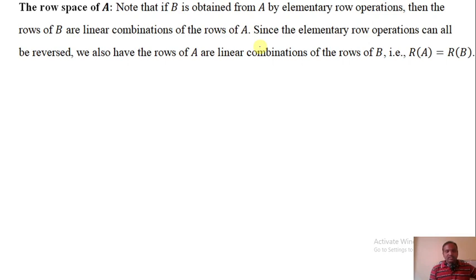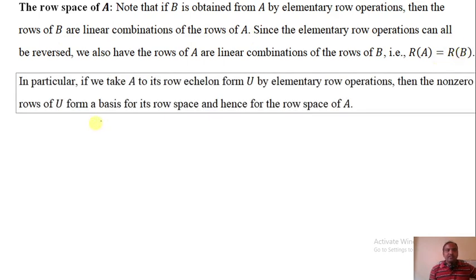Note that you already know this. If B is obtained from A by using elementary row operations, then the rows of B are linear combinations of the rows of A, because we are applying operations. Since the elementary row operations can all be reversed, when we reverse we get the rows of A as linear combinations of the rows of B. That means the row space of A is the same as the row space of B.